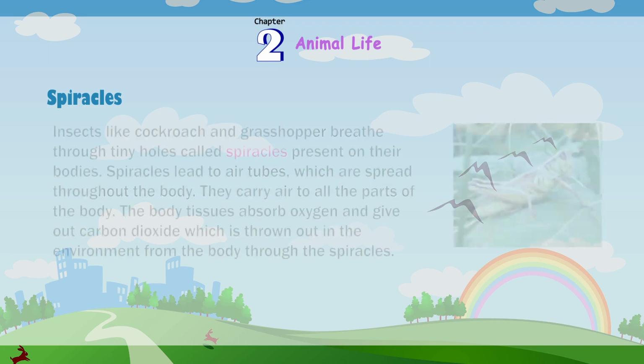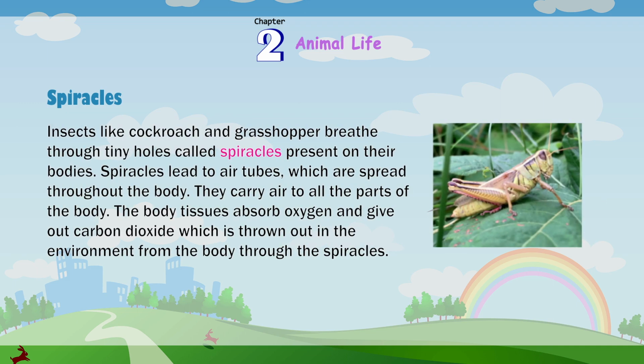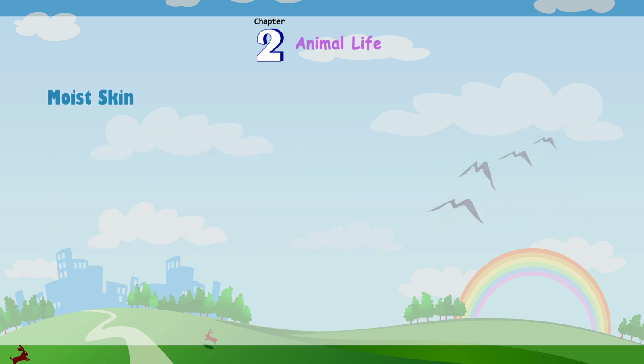Spiracles. Insects like cockroach and grasshopper breathe through tiny holes called spiracles present on their bodies. Spiracles lead to air tubes, which are spread throughout the body. They carry air to all parts of the body. The body tissues absorb oxygen and give out carbon dioxide, which is thrown out in the environment from the body through the spiracles.